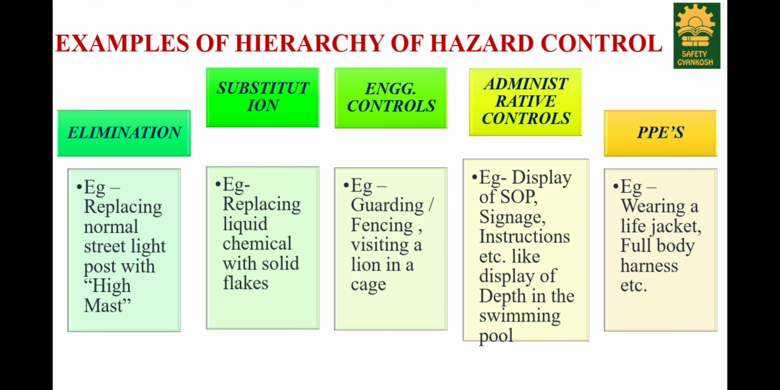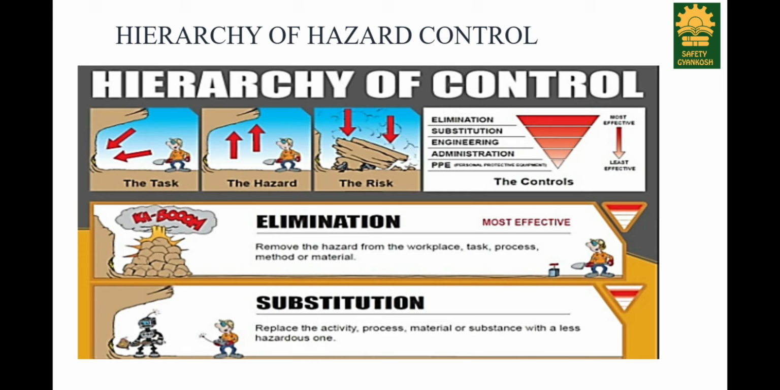If we talk about the percentage of hazard removal, elimination removes 100% of the hazard, substitution comes to 75%, engineering control 50%, administrative control 25%, and PPE control only 5%. PPE can be used in addition to all this to provide additional support, but PPE alone will not help you to completely remove the hazard or remove its consequences to an acceptable limit.